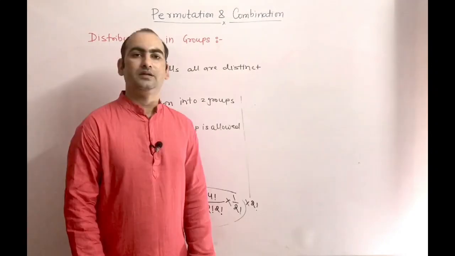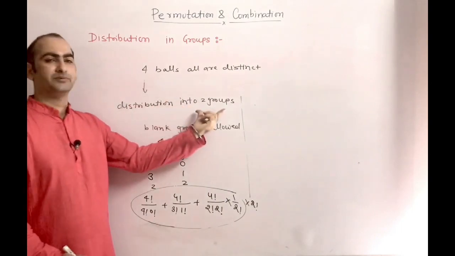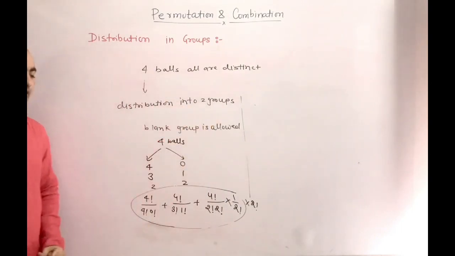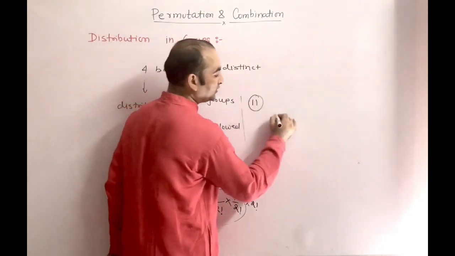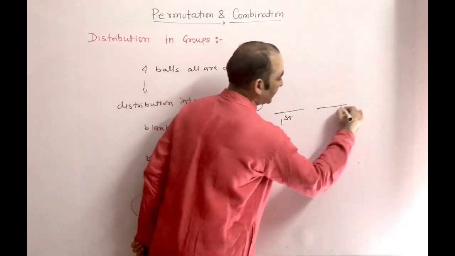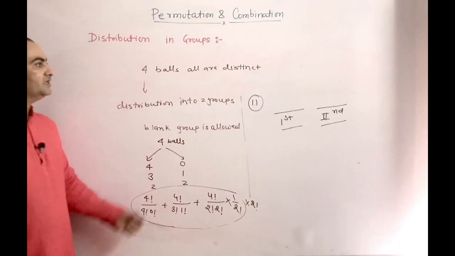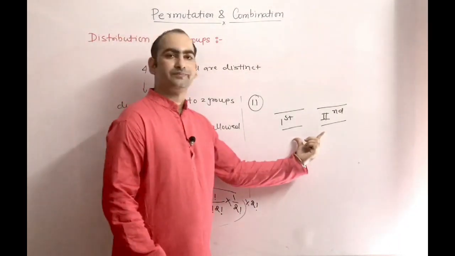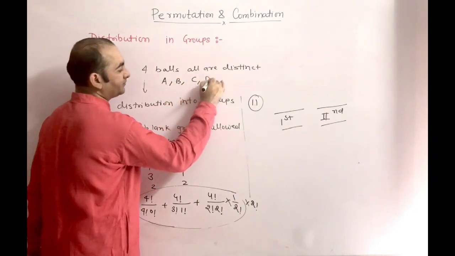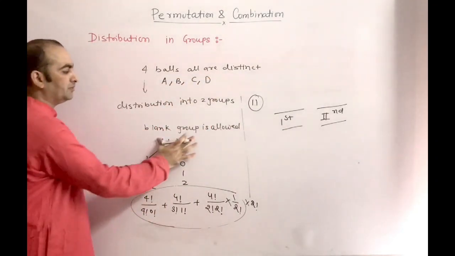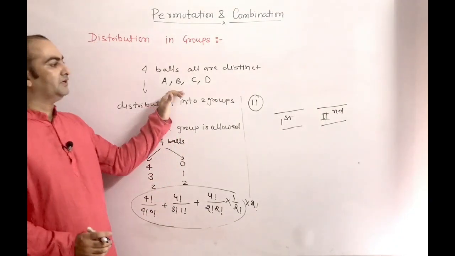Now I will discuss a direct way for finding distribution of 4 balls into two groups. Here both groups are different. So the first way is this one. The second way is we are taking two groups, first group and second group. Both are different. Now these 4 balls we have to distribute among two groups. We are taking these 4 balls A, B, C, D. Here it is given that blank group is allowed.